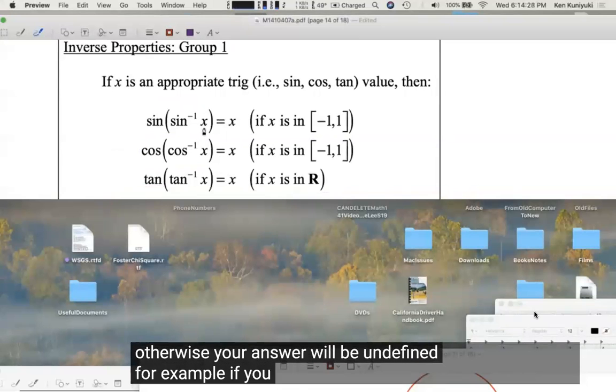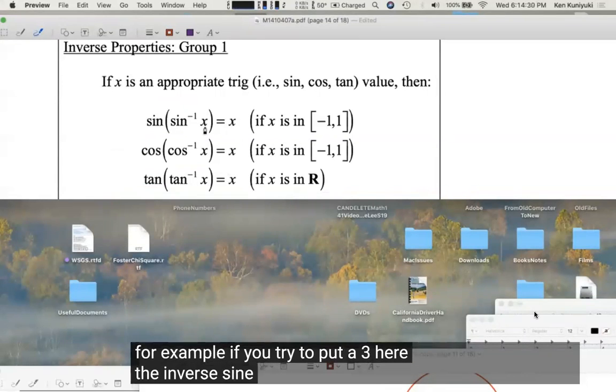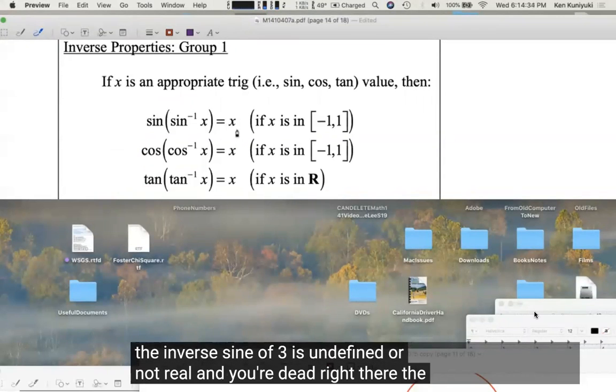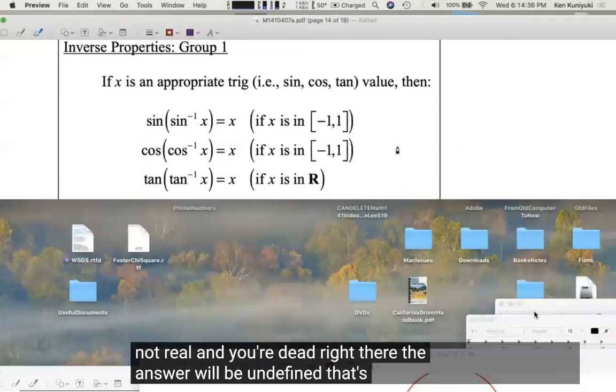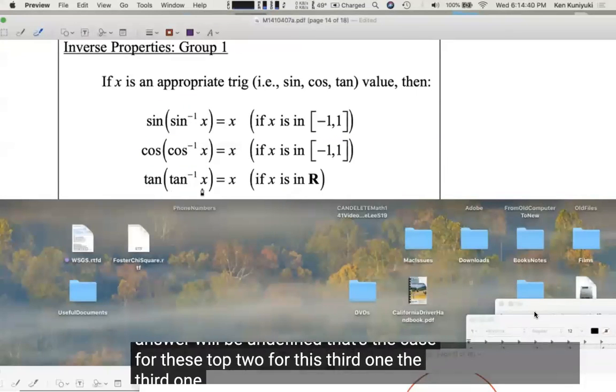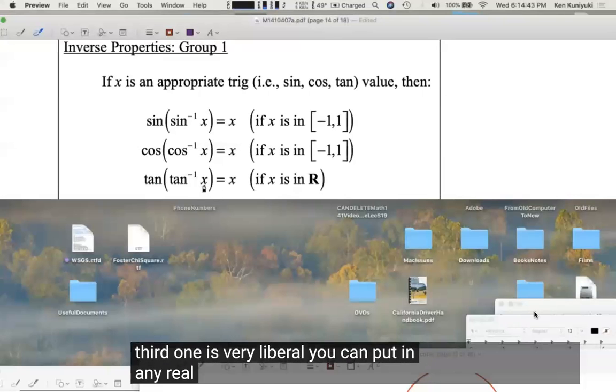For example, if you try to put a 3 here, the inverse sine of 3 is undefined or not real, and you're dead right there. The answer will be undefined. That's the case for these top two. This third one is very liberal. You can put in any real value for x, and you'll get that result as your final output, because tangent is so liberal.